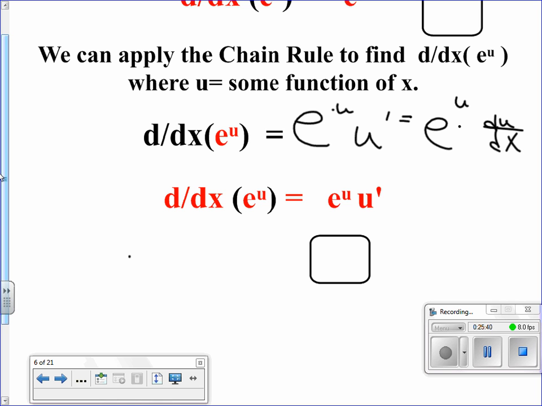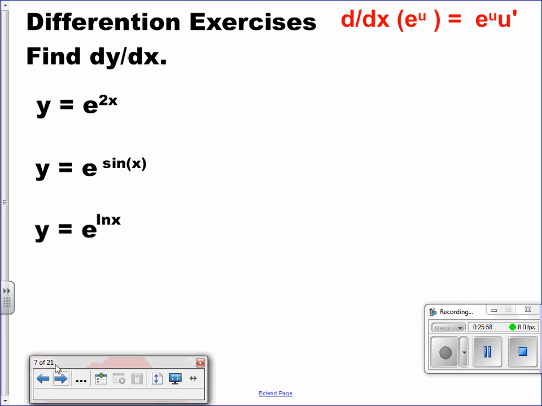Now we have to remember, if it's just the derivative of e to the x, it's just e to the x. But if it's the derivative of e to anything else, you copy it. It's e to the u times the derivative of the exponent, u prime. What's the derivative of e to the first, kids? Nope, 0. The derivative of the exponent is 0.